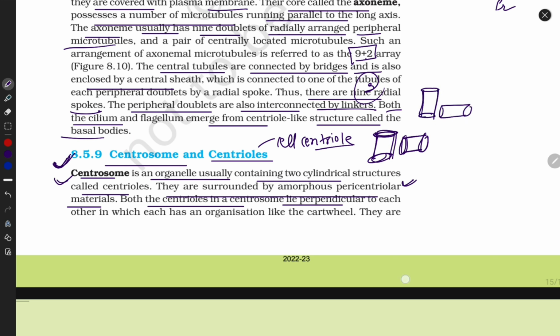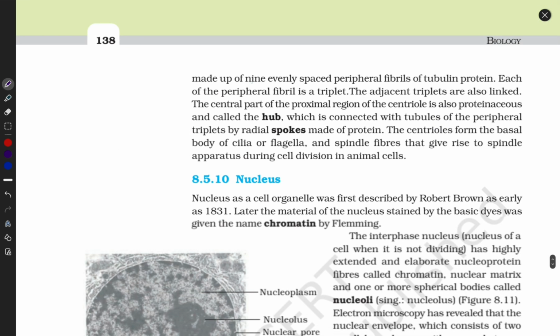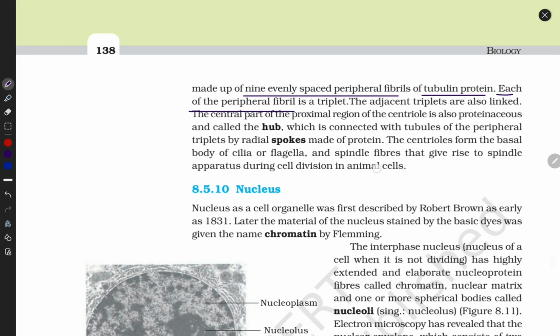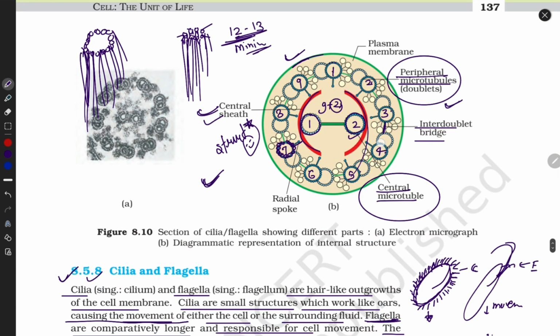Clear or not? They are made up of 9 evenly spaced peripheral fibrils of tubulin protein. Each peripheral tubule is a triplet. Now this is the 9+2 arrangement. But what is the difference in the centriole? They are triplets in number, like this arrangement. Alright or not?